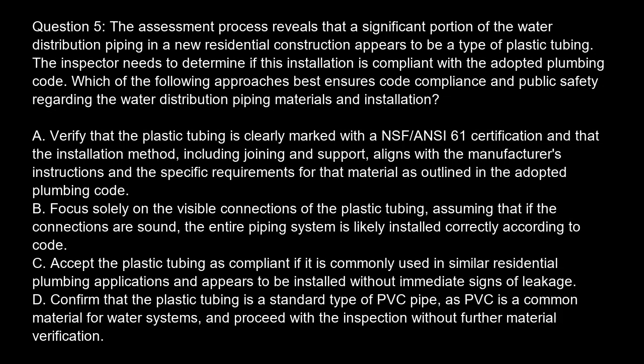Question 5. The assessment process reveals that a significant portion of the water distribution piping in a new residential construction appears to be a type of plastic tubing. The inspector needs to determine if this installation is compliant with the adopted plumbing code. Which of the following approaches best ensures code compliance and public safety regarding the water distribution piping materials and installation?